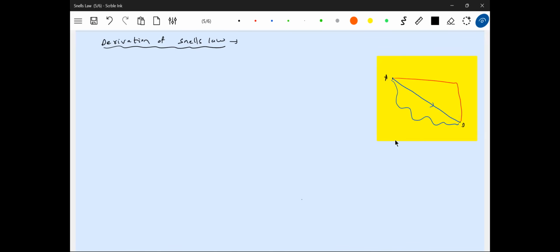There's a medium. This yellow color you're seeing is a medium. The light will always prefer a path in which it can traverse in the shortest time. What is the speed of light? Let it be v. If it prefers this path, it can move from A to B in the shortest time. Therefore, it is going to propagate along AB in a straight line, provided this is in one medium.